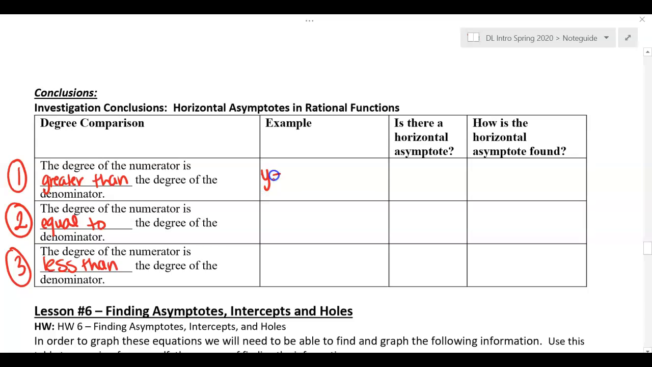So examples here, you're thinking about a function that's fractional, and in this case you would want a higher degree in the numerator. And we said there was no horizontal asymptote here. So how would you find one? You don't. So you guys are going to find another asymptote in this situation, which we'll talk about in the next lesson, which is called an oblique asymptote. So if it doesn't go in a straight line, it goes slanted, and we'll talk about how to find that.